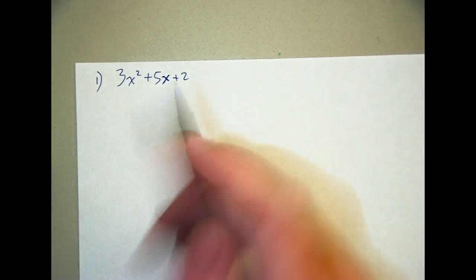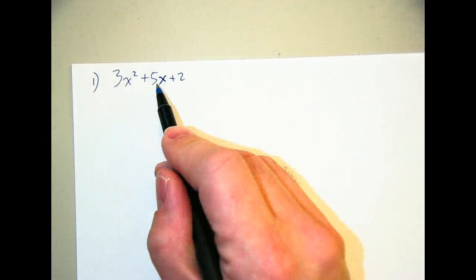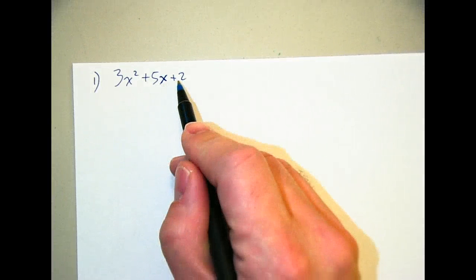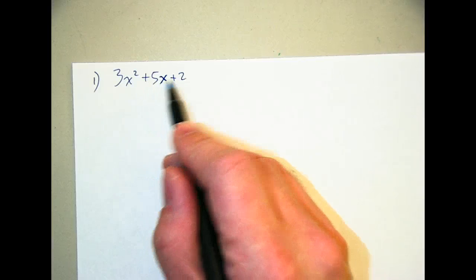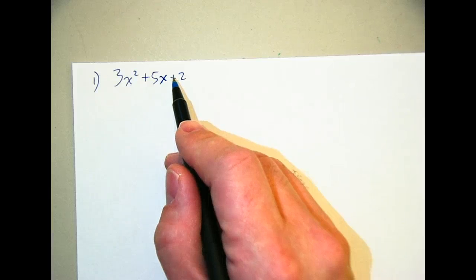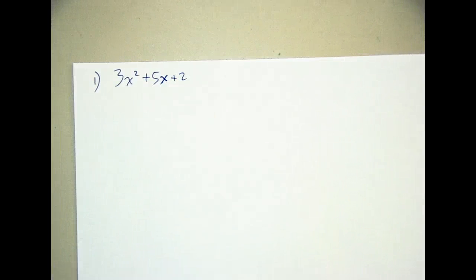Now, in the past, we said, hey, two things that multiply to make 2 and add to 5. Are there two things that multiply to make 2 and add to 5? 2 times 1 makes 2. Anything else make 2? Nothing.